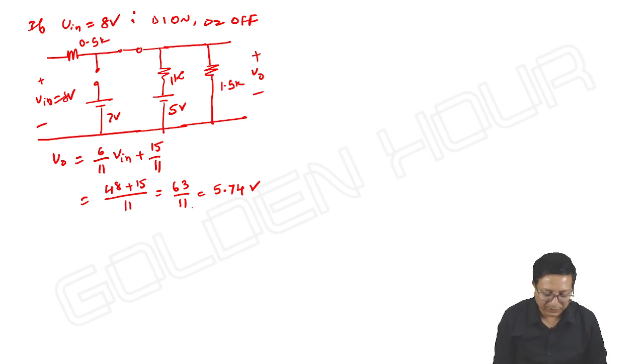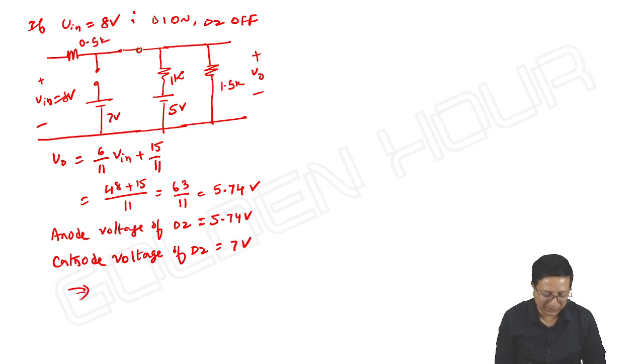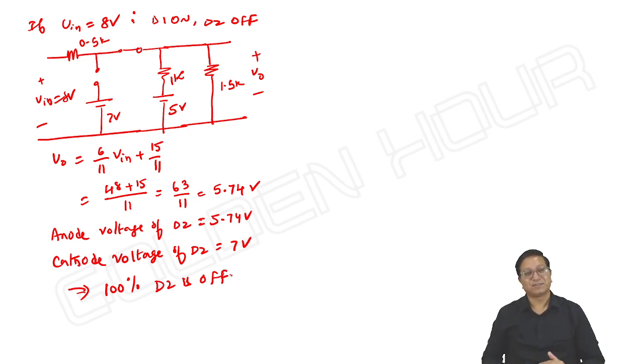Okay, so definitely anode voltage of D2 is 5.74 volt and cathode voltage of D2 is 7 volts. 100%, I'm writing it, 100% D2 is off. No doubt about it. What we did is correct.